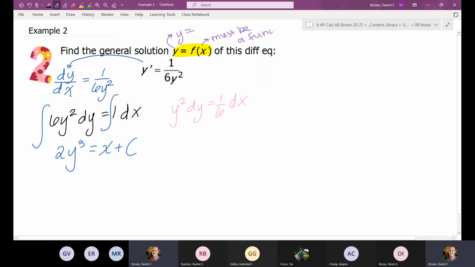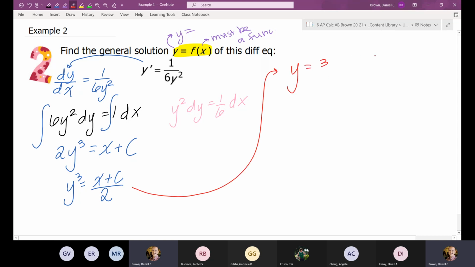If this question asks for just the general solution without that y equals f of x, you could stop right there. It didn't. It did ask for y equals f of x, so we do need to solve it for y. So at this point, it's just algebra. What would we do next? Divide by 2, and then after dividing by 2, what are you going to do? Take the cubed root. So we have one answer of y is equal to the cubed root of x plus c over 2. And you can leave your answer like that.